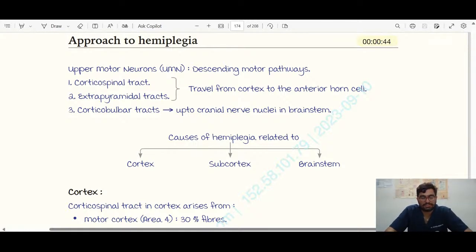The most important topic is hemiplegia. Paralysis of half of the body is known as hemiplegia. It is a type of upper motor neuron degeneration of the motor pathway.